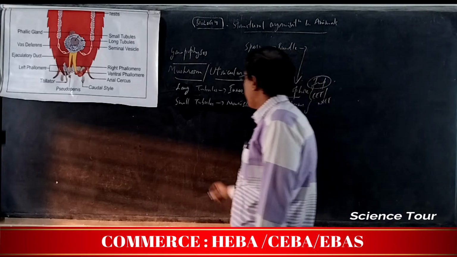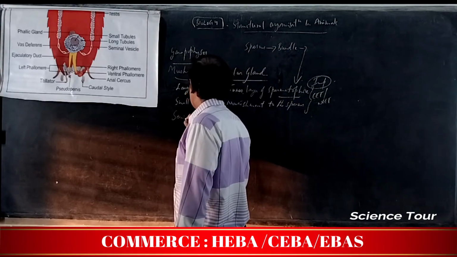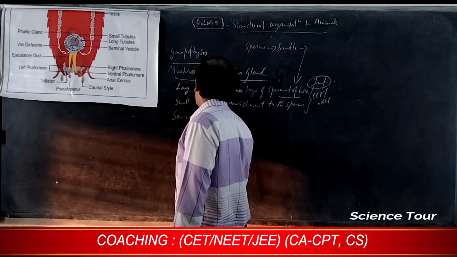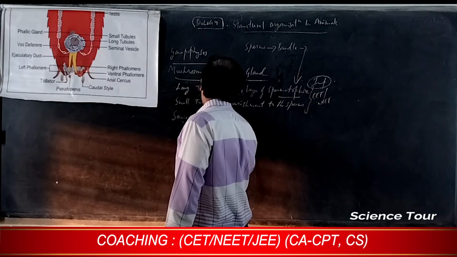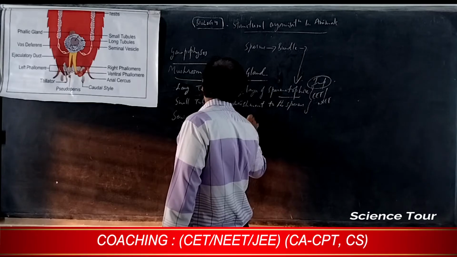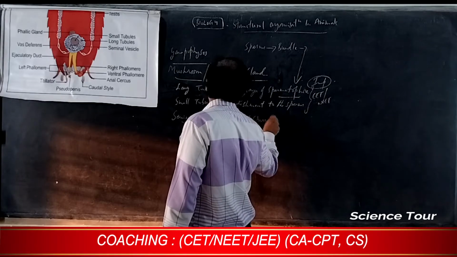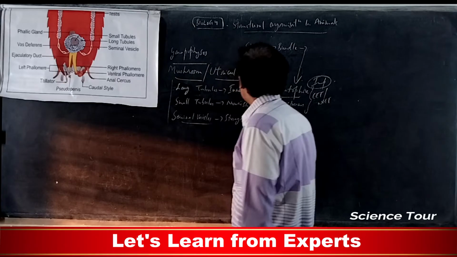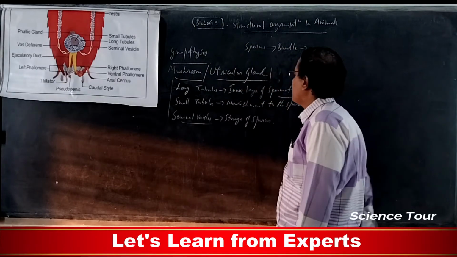Then seminal vesicles help for storage of sperms. So these three together, what do they form? Which gland? Mushroom gland or utricular gland.